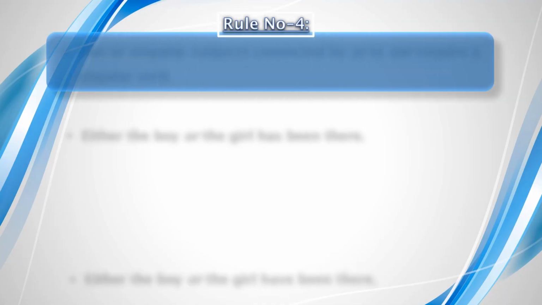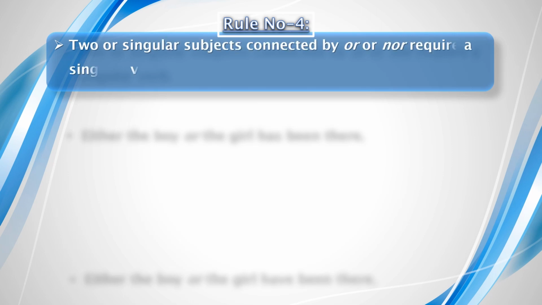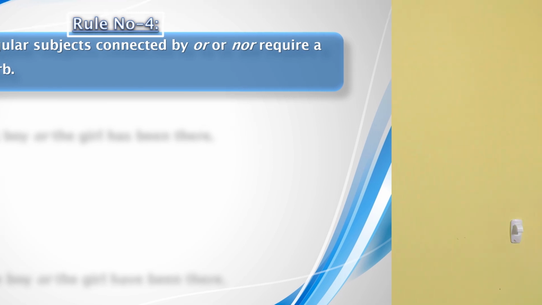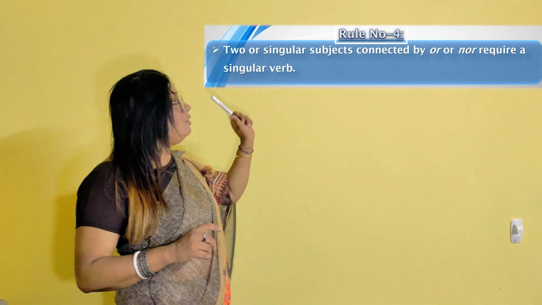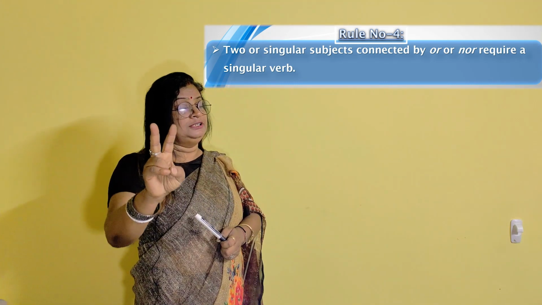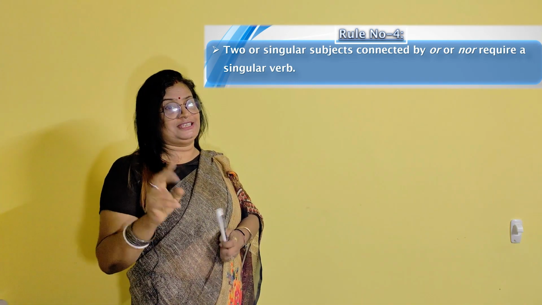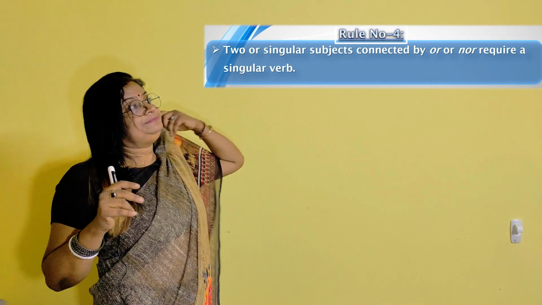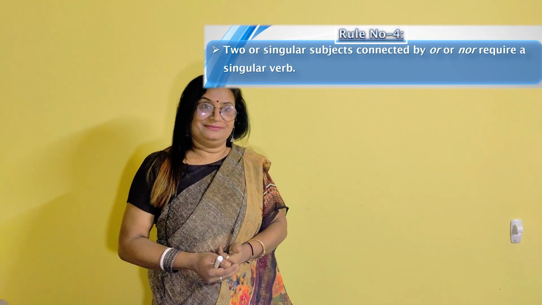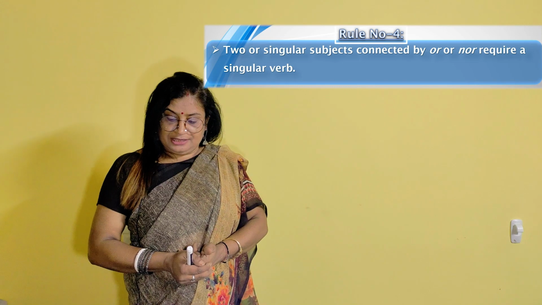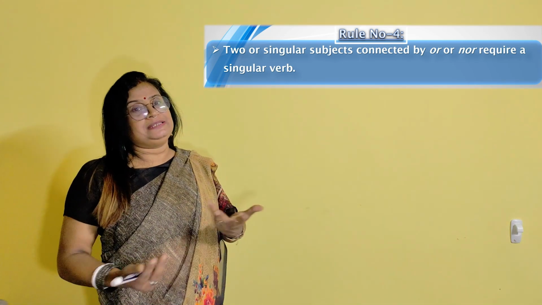Okay, so now we come to another rule. It's over here: two or more singular subjects. When you join two or more singular subjects with or, nor, remember, joining two singular subjects with or, nor, then also the verb will be singular.